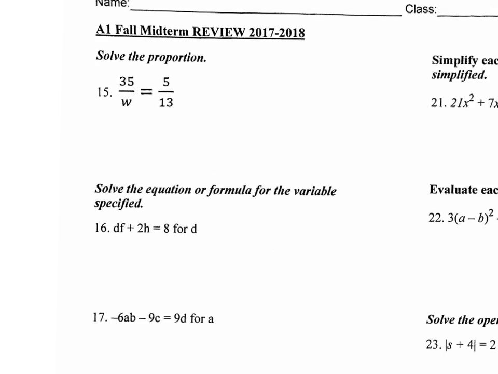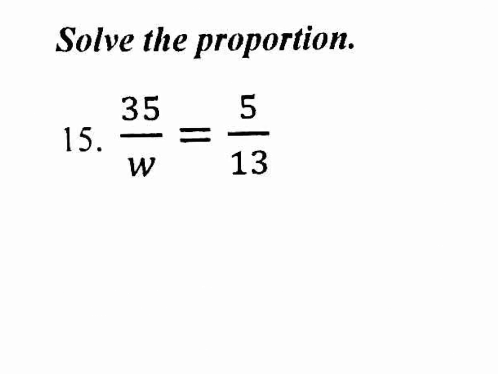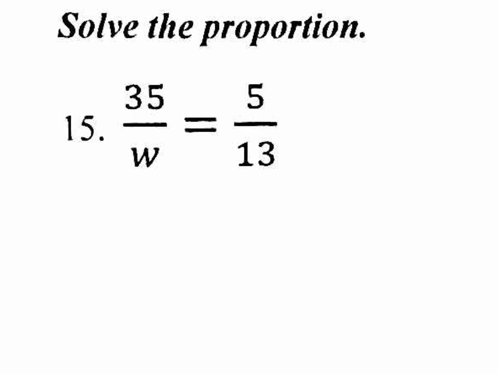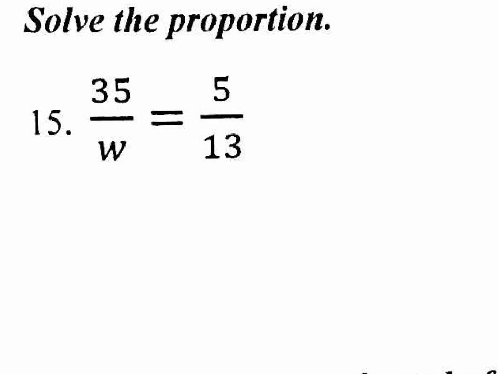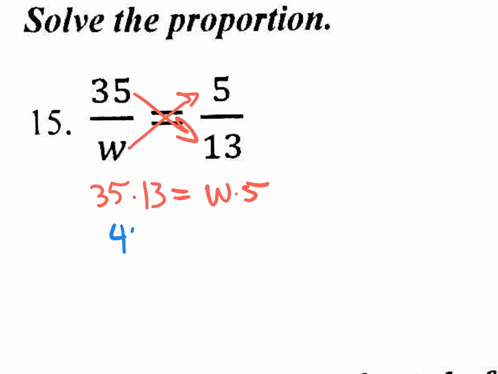Number 15. Like I said, you're going to have to copy these down in your notebook. You don't have any space to do them. So you should be copying these down as we go in your notebook. Number 15, right here, we're going to cross multiply. 35 times 13, and then W times 5. So let's set it up. And when we do 35 times 13 on a calculator, we get 455. So we're going to have 455 equals 5 times W, or 5W.